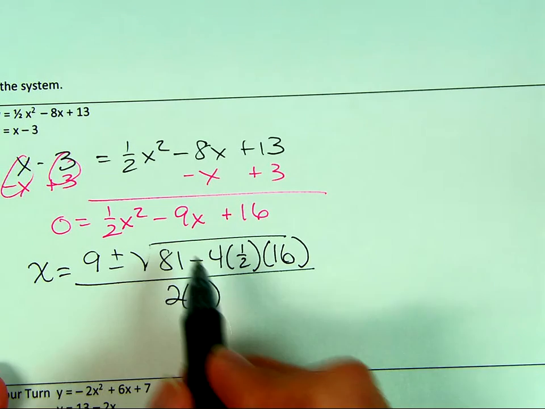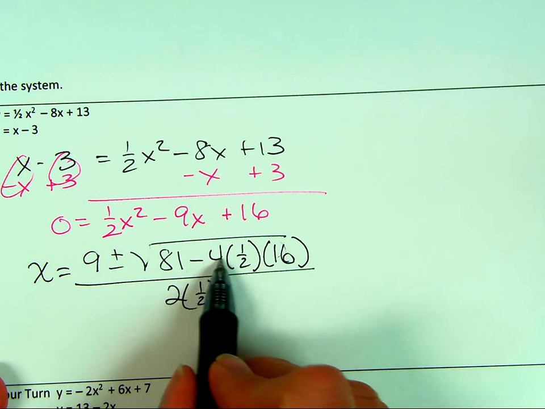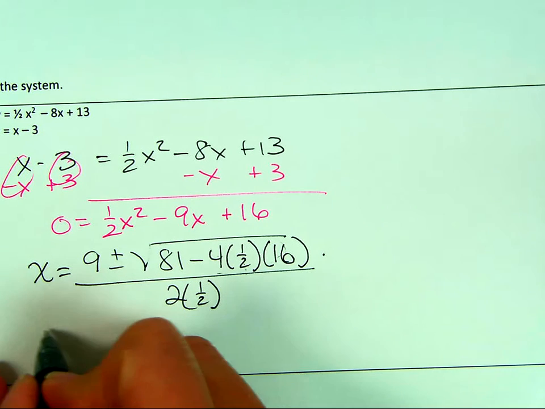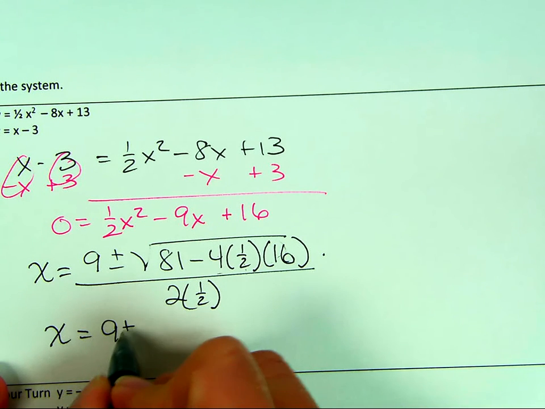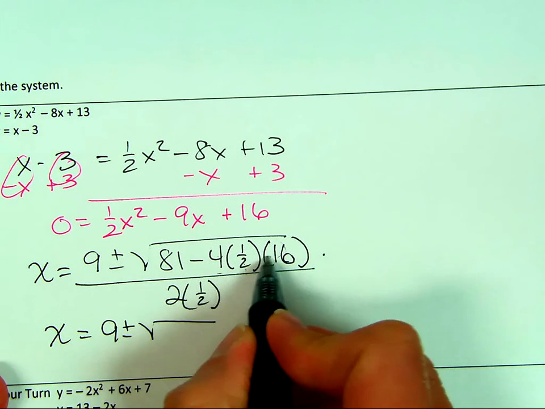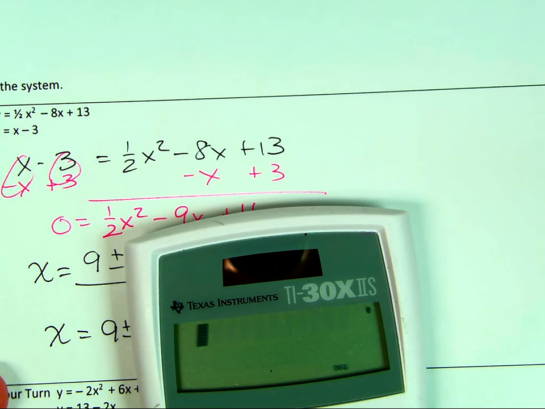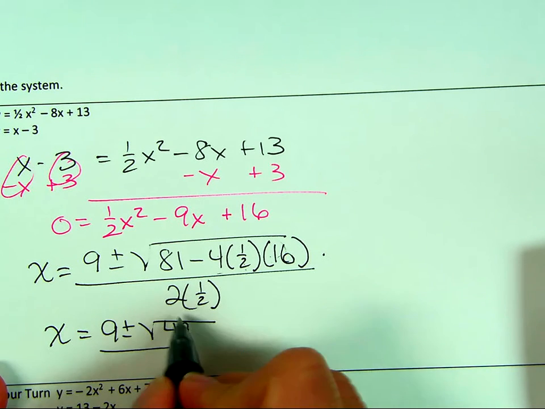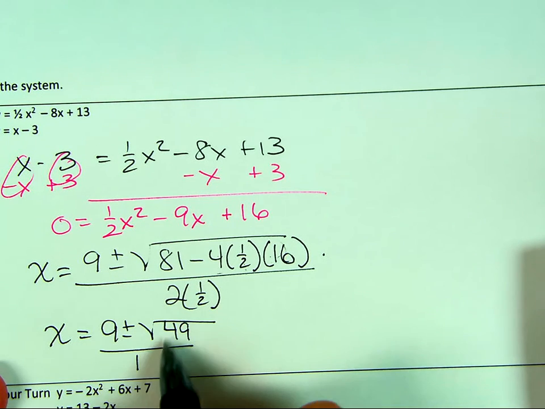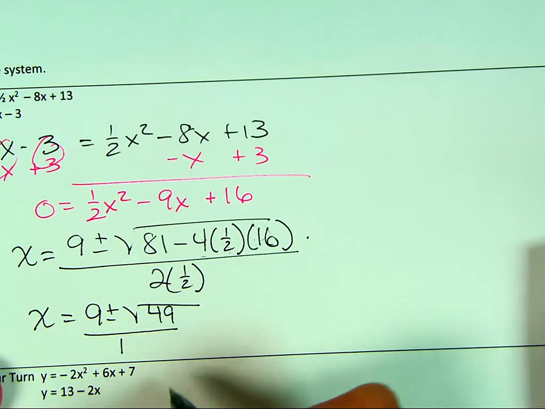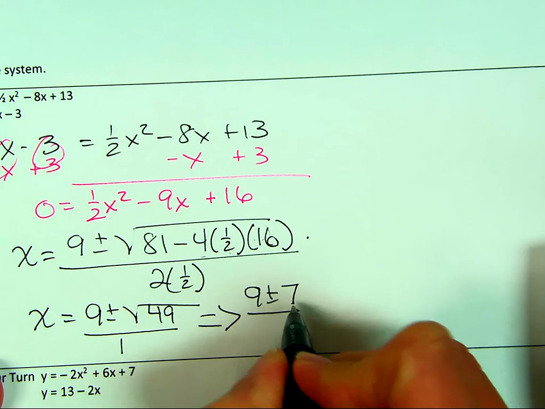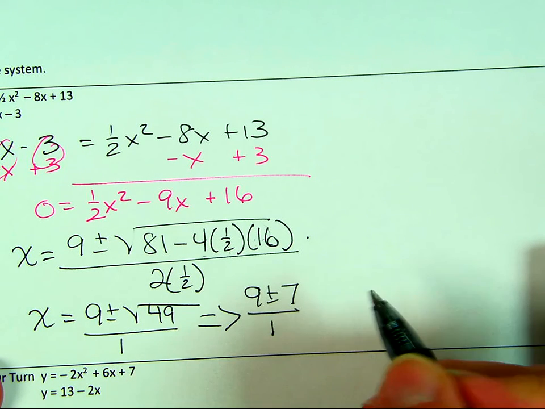So I'm going to find this discriminant first. Half of 4 is 2, and 2 times 16 is 32. So I'm going to get x equals 9 plus or minus, now that's 81 minus 32. So 81 minus 32 is a nice perfect square, which is nice because then 2 times 1/2 is 1, and we don't have irrational numbers. So this goes into 9 plus or minus 7, because the square root of 49 is 7, over 1, which we really don't need that anymore.